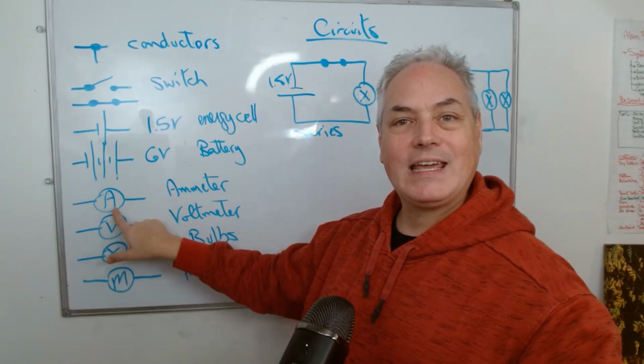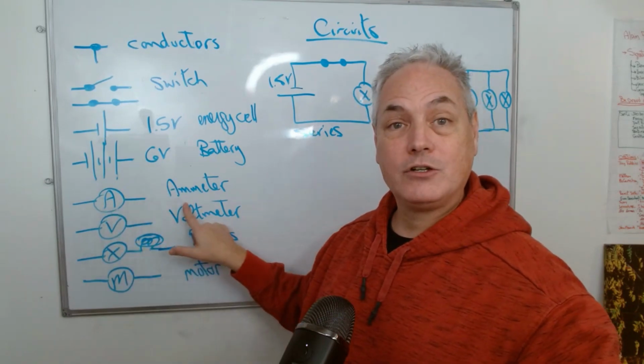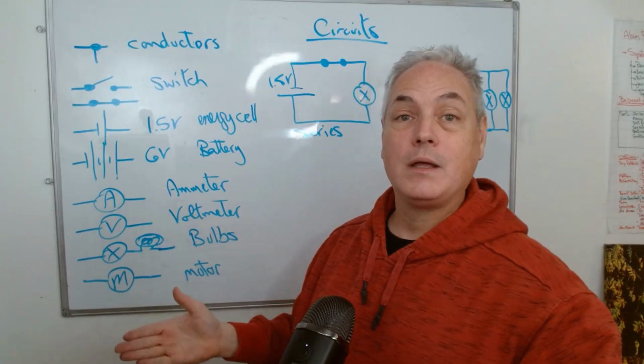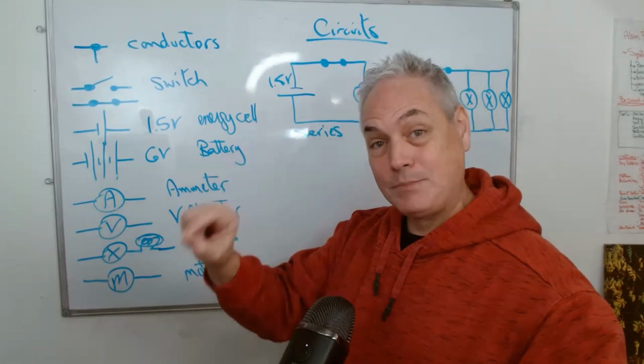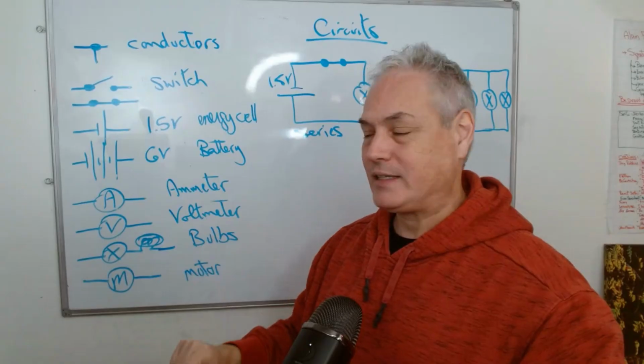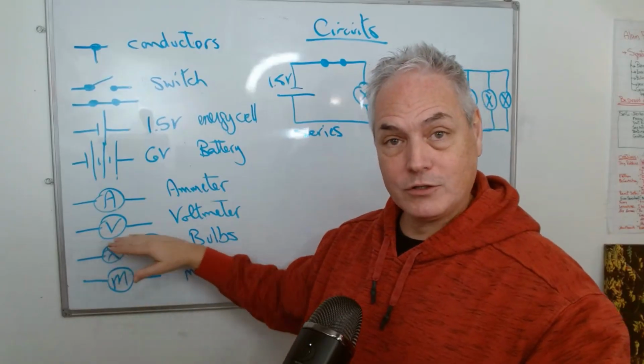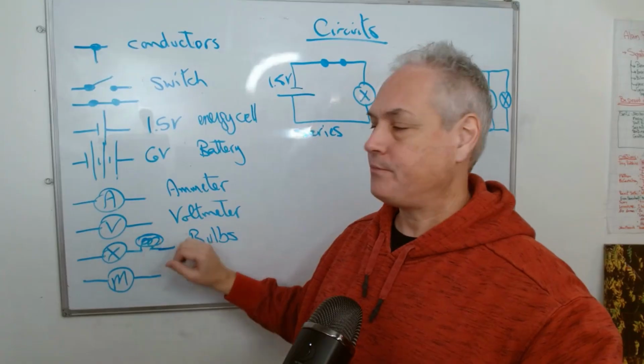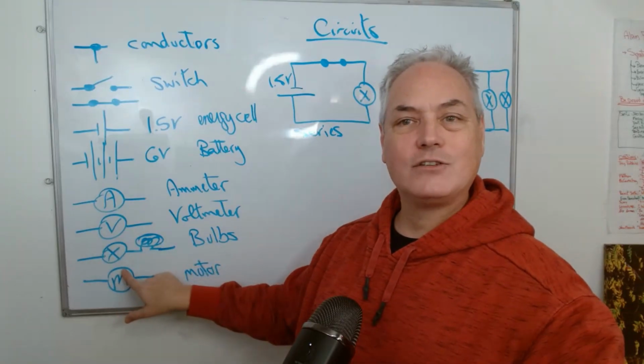You have here an A in a circle, which is an ammeter. It's a tool to measure how many electrons are moving in one place, a specific place in your circuit, at a specific time. You have the voltmeter, which is measuring the energy of the electrons going through. You have here an X in a circle.